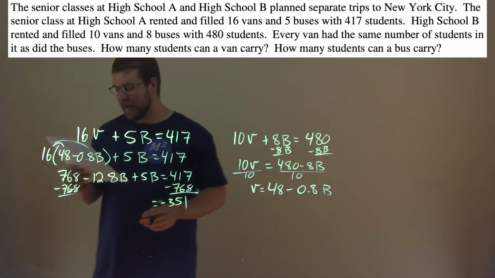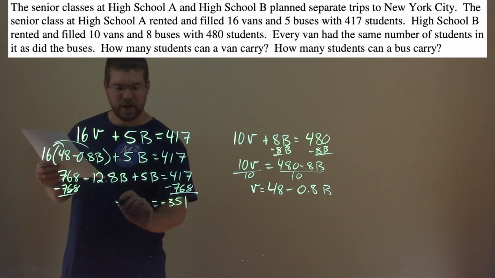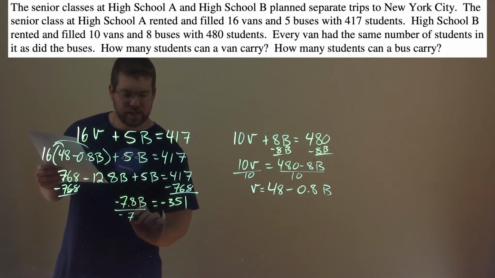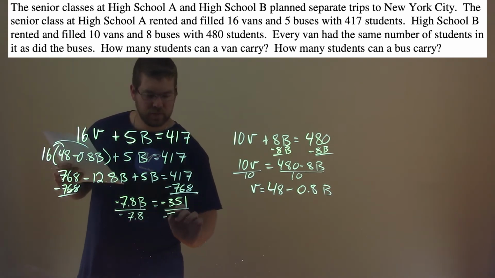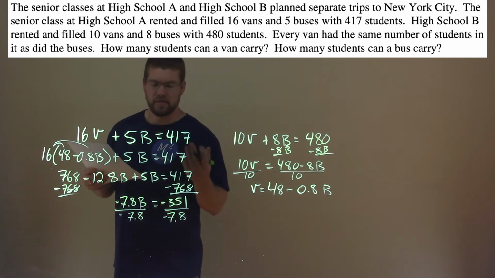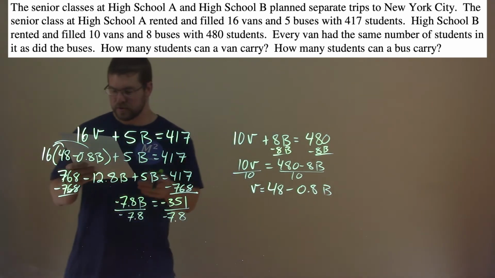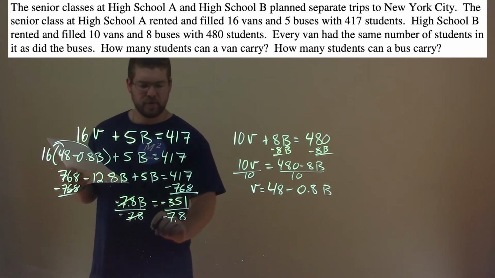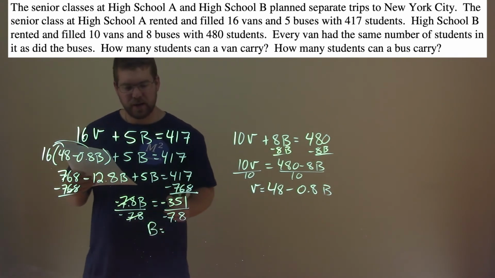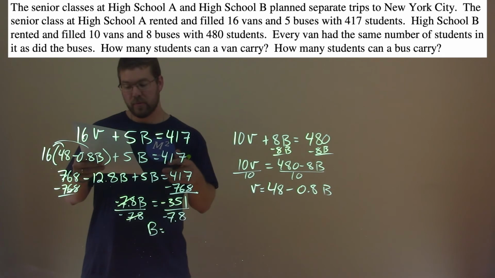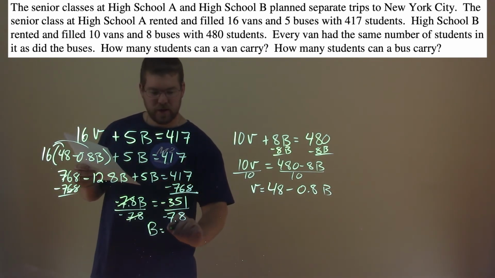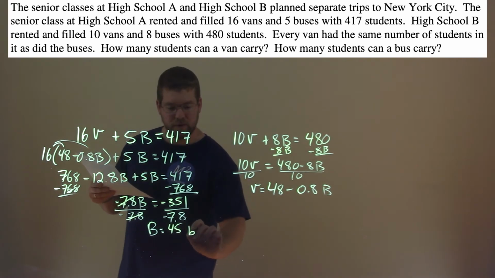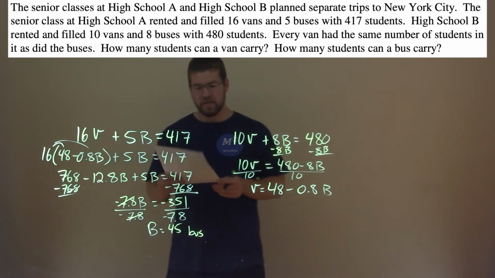Negative 12.8B plus 5B is negative 7.8B. Divide by negative 7.8, and don't be afraid of these decimals. It's the same process as if they were just whole numbers or integers. Negative 7.8 cancels, so we have B equals negative 351 divided by negative 7.8, which comes out to be 45. So the bus has 45 students.